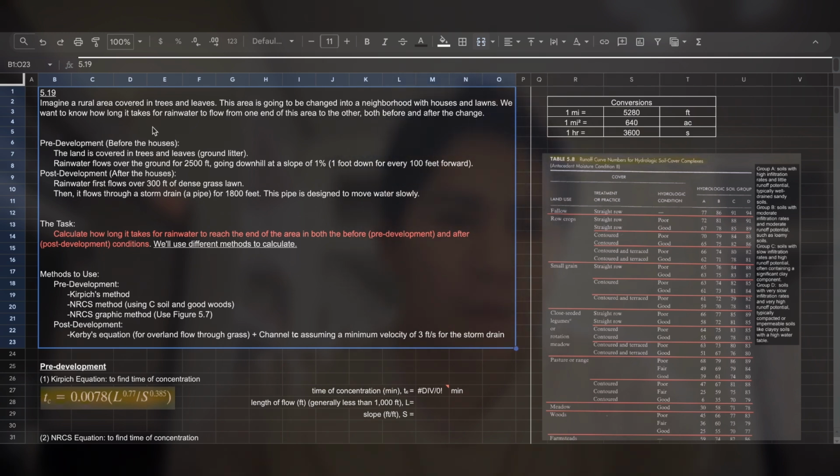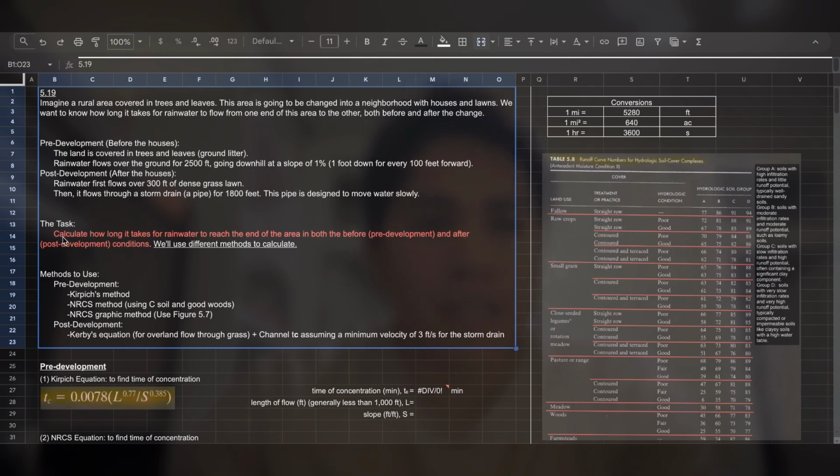So, pre-development, before the houses, we have that the land is covered in trees and leaves, which is ground litter. And then we have that rainwater flows over the ground for 2,500 feet. That's our L, our length, going downhill at a slope of 1%, which is 1 foot down for every 100 feet forward. Post development, after the houses are built, the rainwater first flows over 300 feet of dense grass lawn, and then it flows through a storm drain, a pipe, for 1,800 feet. This pipe is designed to move water slowly.